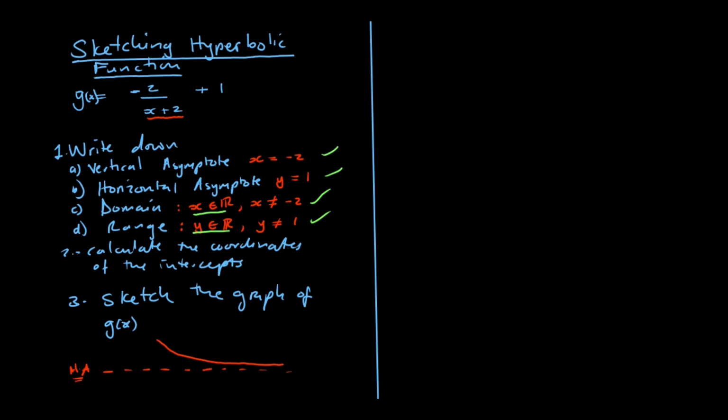Let's talk about the coordinates of the intercepts. How do we get the coordinates of the intercepts? Let's start with the x-intercept. Y is equal to 0. The first thing you have to write is y is equal to 0. There is a mark for just writing that y is equal to 0. Very easy. If you skip that, you may not have that mark. So write that statement, y is equal to 0.